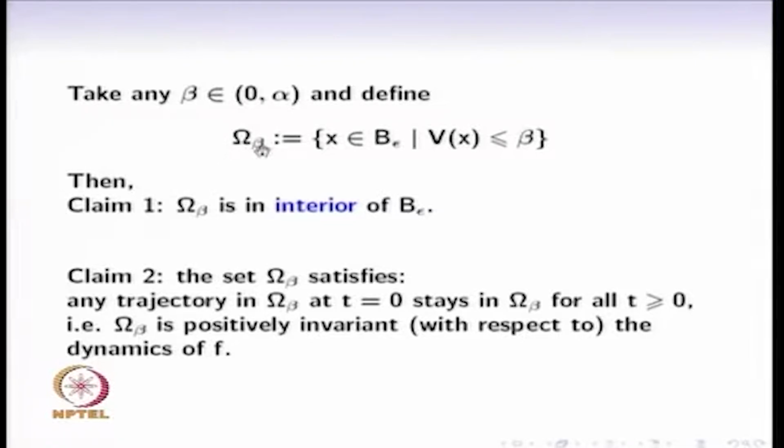Once you have constructed this omega beta set, there are two important properties of the set that we need. One is that omega beta is in the interior of this ball B epsilon; it does not come to the edge. Second, the set omega beta satisfies this important property that any trajectory that starts inside omega beta at t equal to 0 stays inside this set for all t greater than or equal to 0. In other words, we say that omega beta is positively invariant with respect to the dynamics of f. So, these two properties we will first show.